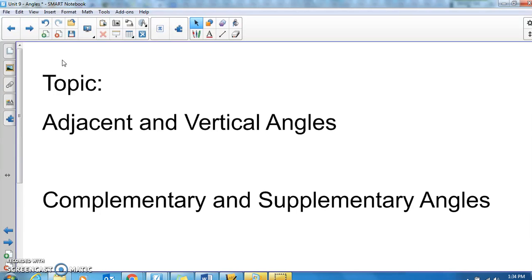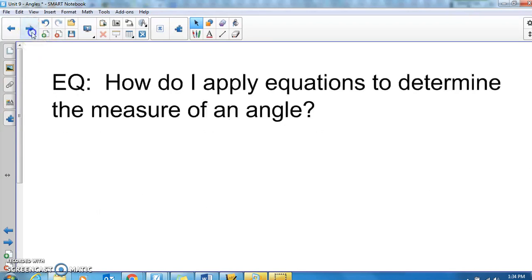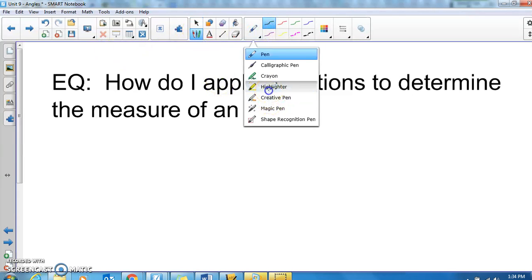So what we're going to do now is go on from there and talk a little bit more about adjacent angles, vertical angles, and then complementary and supplementary angles. As we go through this video, you're going to notice it goes back and forth between these different types of angles because of how closely related they are with each other. So our central question is, how do I apply equations to determine the measure of an angle? So if you will copy this down, please.